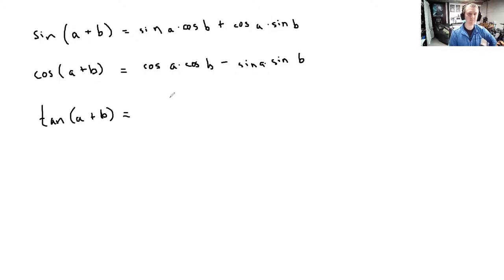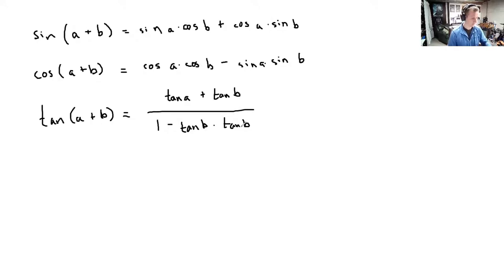For tangent, I think, is tangent of A plus tangent of B divided by 1 minus the product of tangent of A times tangent of B. And I'm going to look that up just to make sure I've got it, because that's not one that I commonly use. Got it, okay.